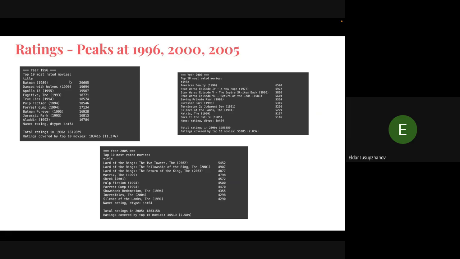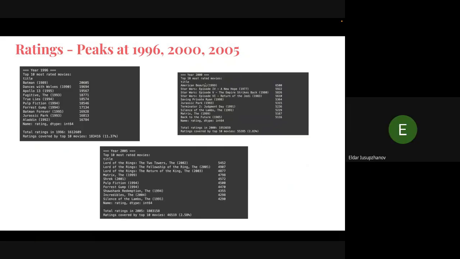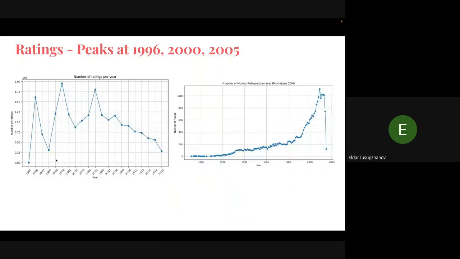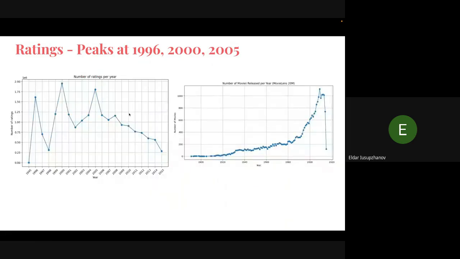it turns out not, because in 1996, for example, we checked the top most rated movies, and they don't have enough ratings to make such a big peak. The top 10 most rated movies are just 11% of all of the rated movies. For the year 2000 it is just almost 3%, which obviously shouldn't make such a big peak. And for 2005 it is the same situation, 2.5%. So that's not the reason for these peaks.